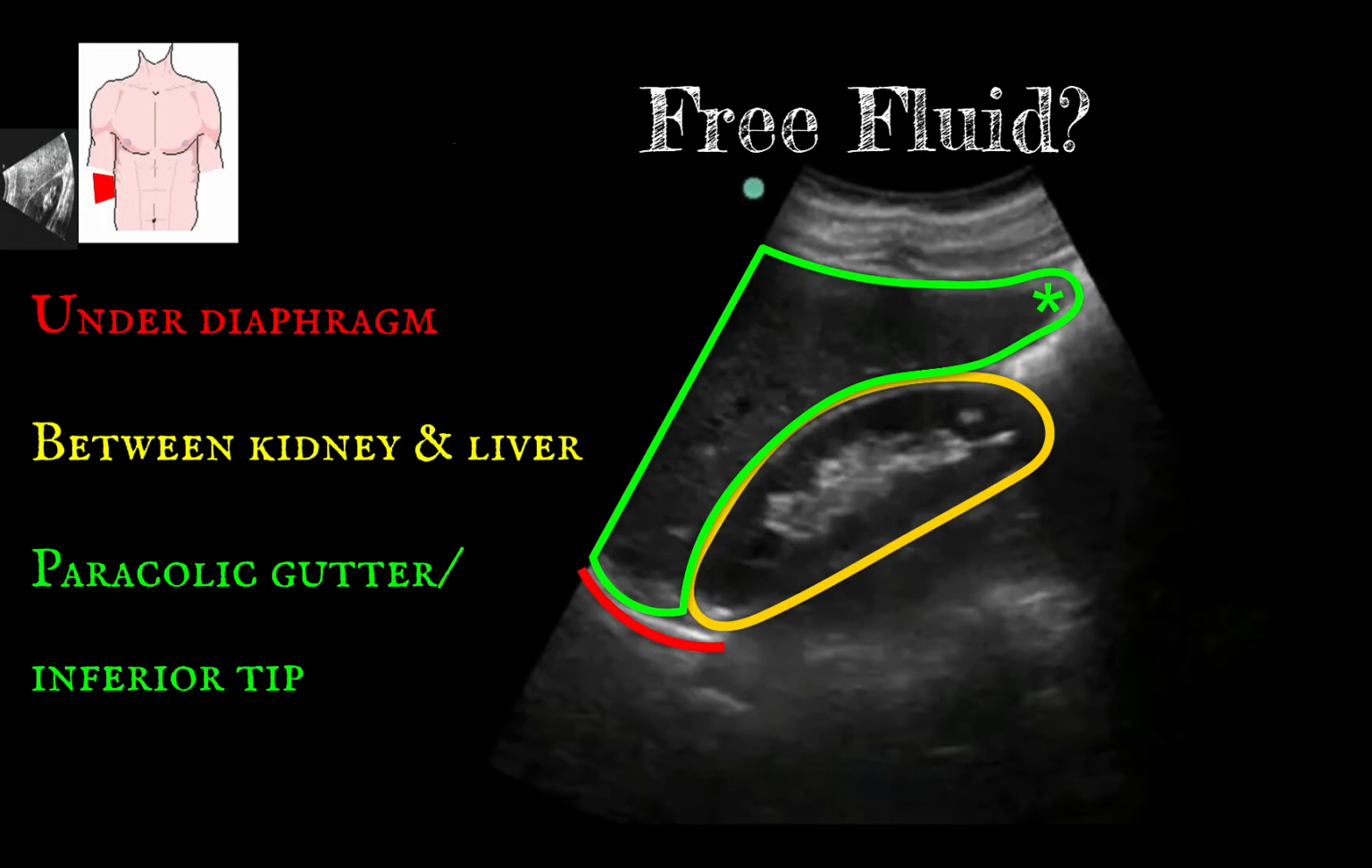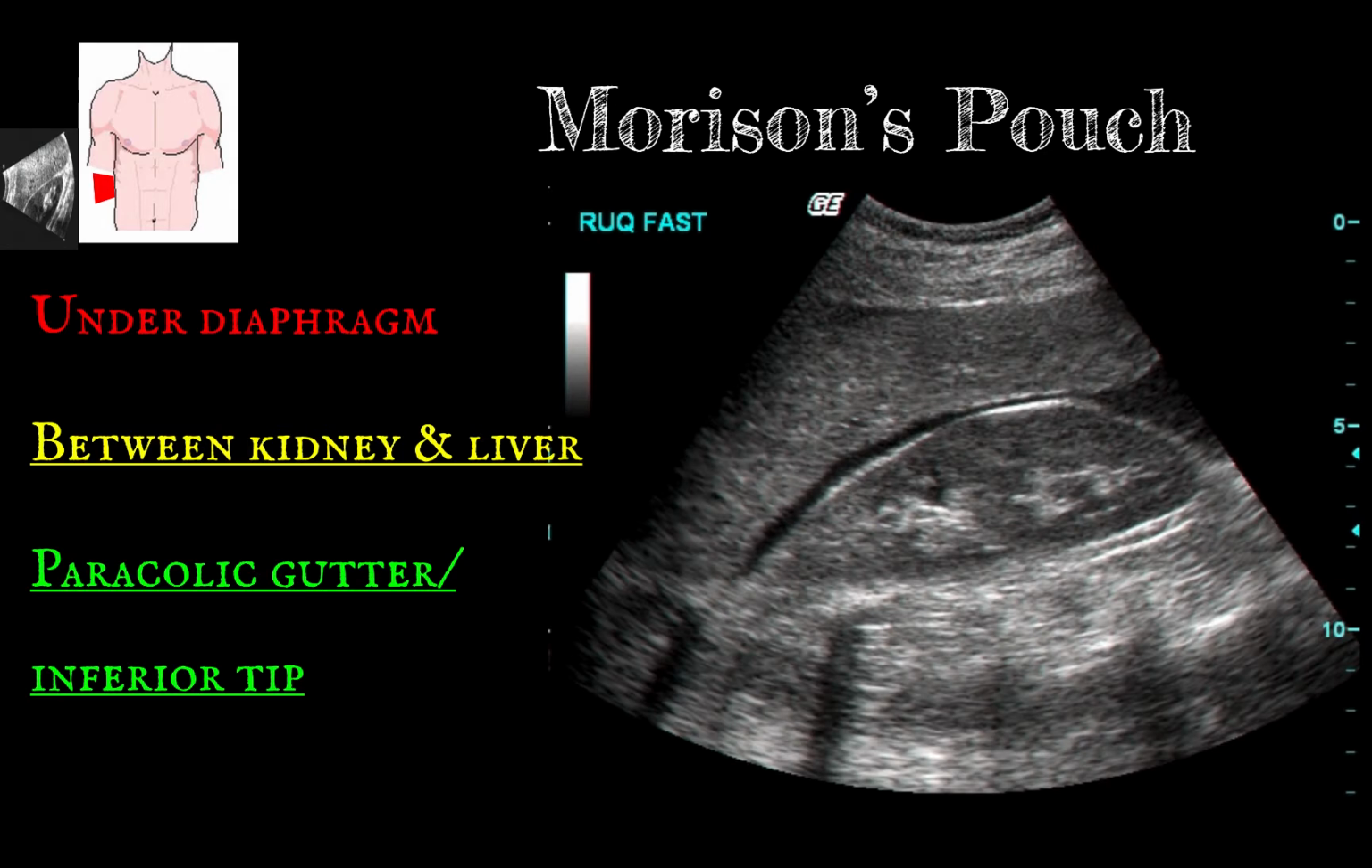This is actually the most important part of the view, because it is the first place that you'll see free fluid, and often a lot of blood can hide in that region. Here's the classic view of a positive FAST exam, with free fluid in Morrison's pouch, as well as in the paracolic gutter. Recall that fluid is hypoechoic and comes up black on the screen.